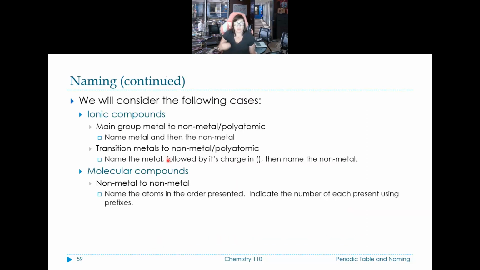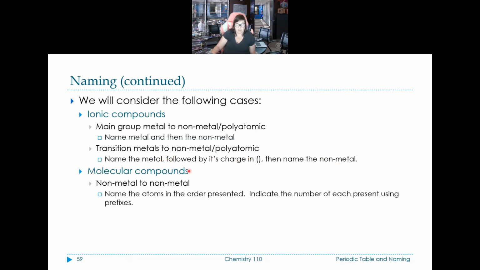So what do we need to know about naming? We will consider the following cases. Ionic compounds, main group metal to non-metal or polyatomic: name the metal and then the non-metal. Transition metals to non-metal or polyatomic: name the metal, followed by its charge in parentheses, then name the non-metal.